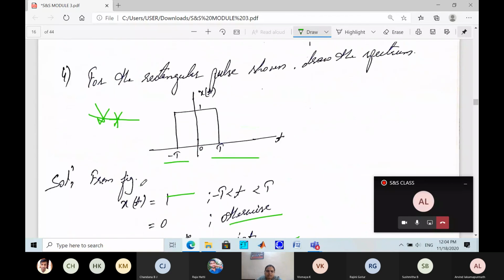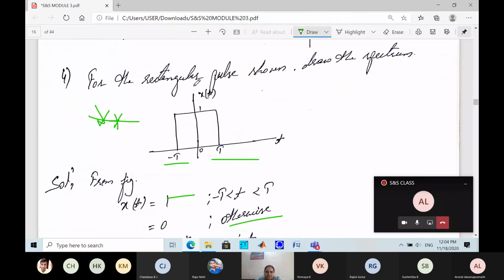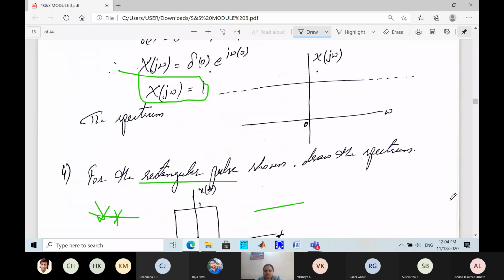This problem is asked regularly. Sometimes they may give the signal like this, or they may directly ask for the rectangular pulse: draw its spectrum for the Fourier transform. They may give a single line sentence, or else a diagram. You have to fix in your mind that when it is a rectangular pulse, the time function is going to be capital T only. Okay, these are all about the problem. Next we'll continue with the different problems in the next class. Okay.